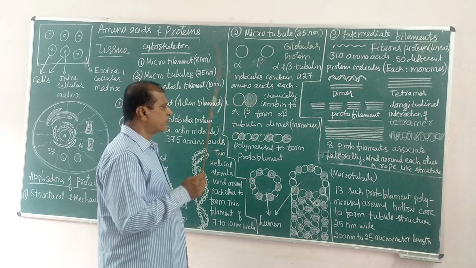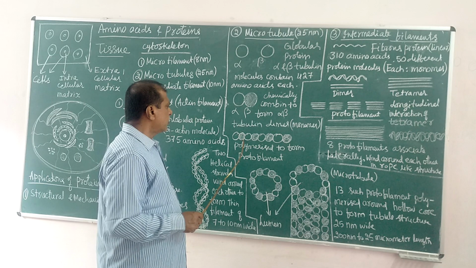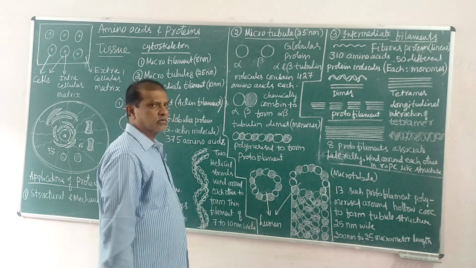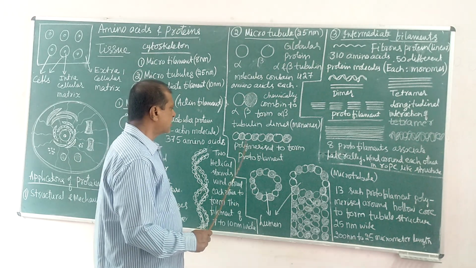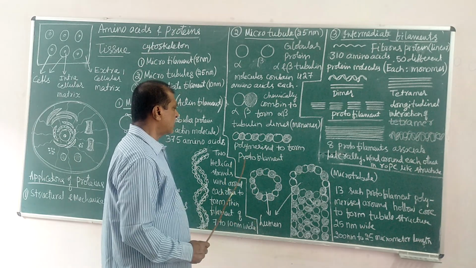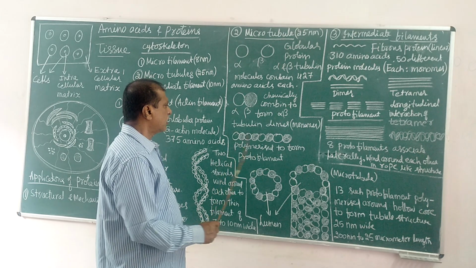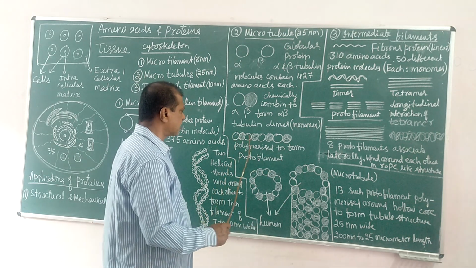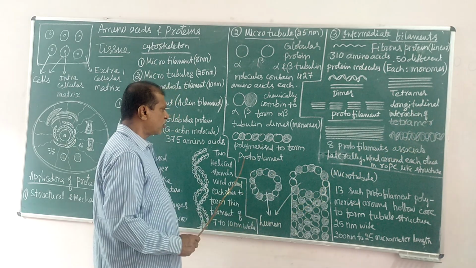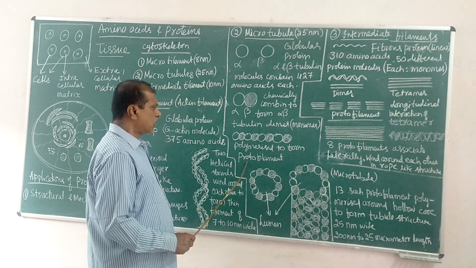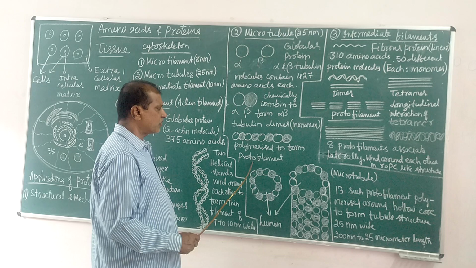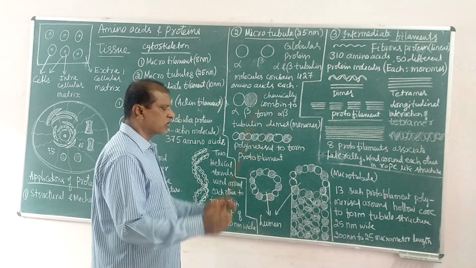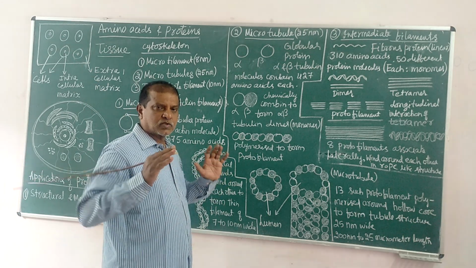Here the unit polymerizes in a linear fashion, forming a filamentous structure called a protofilament. Thousands of units like this are polymerized into a protofilament. The protofilament will not remain as it is; it undergoes further polymerization, further interaction, further association.